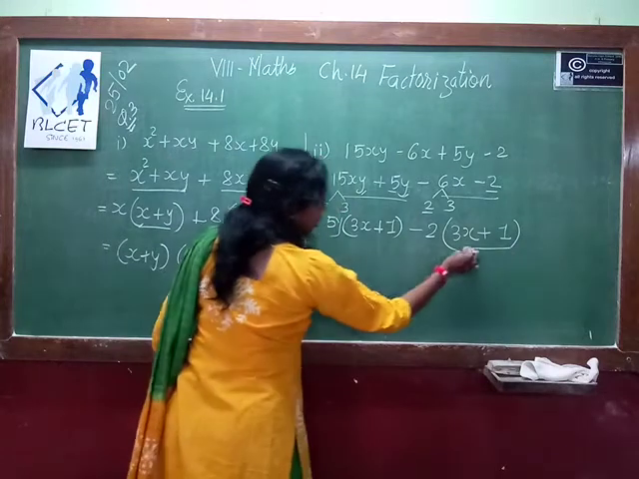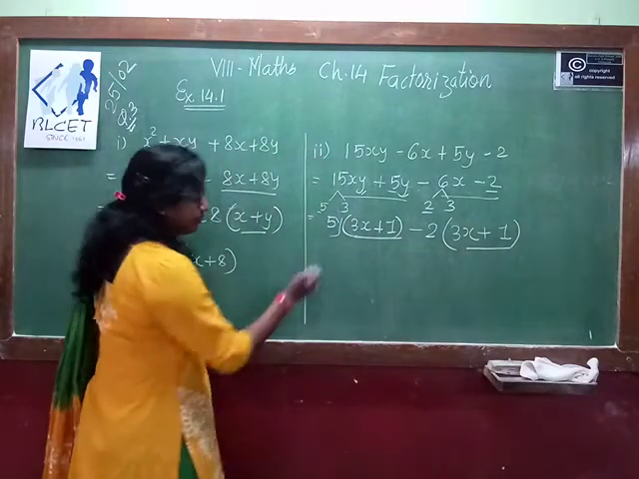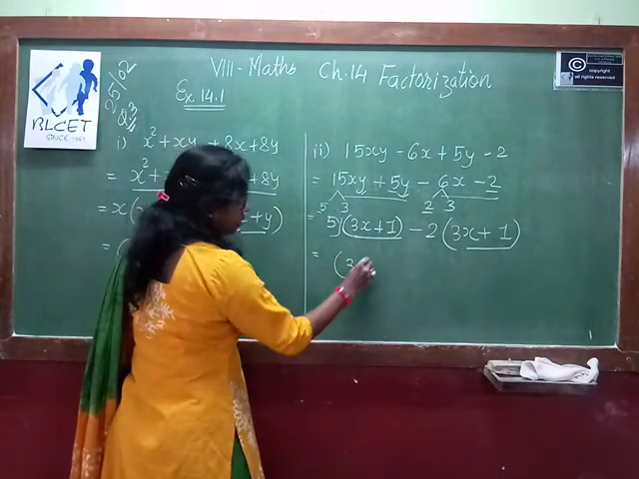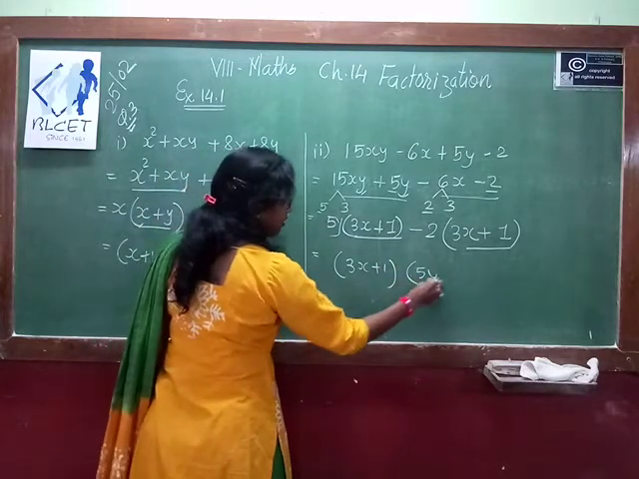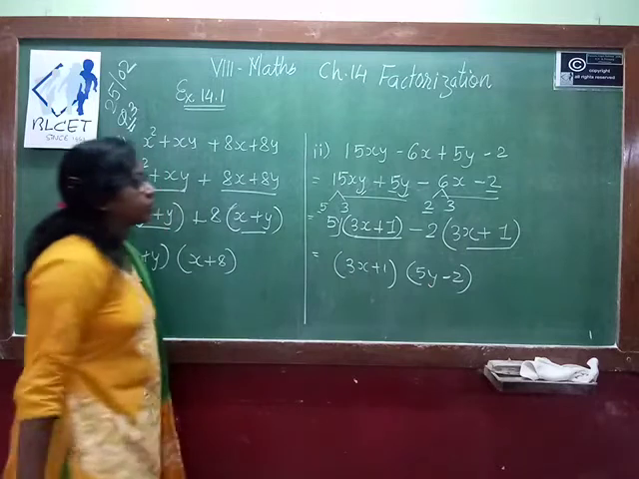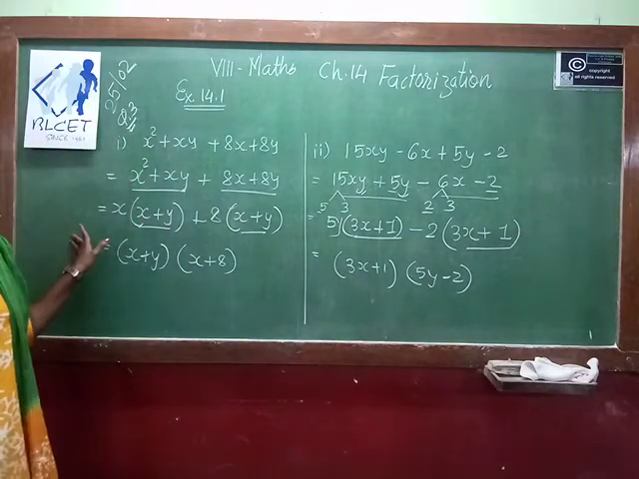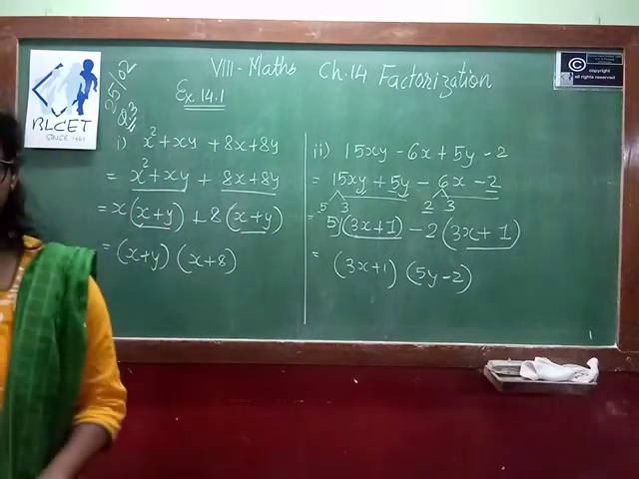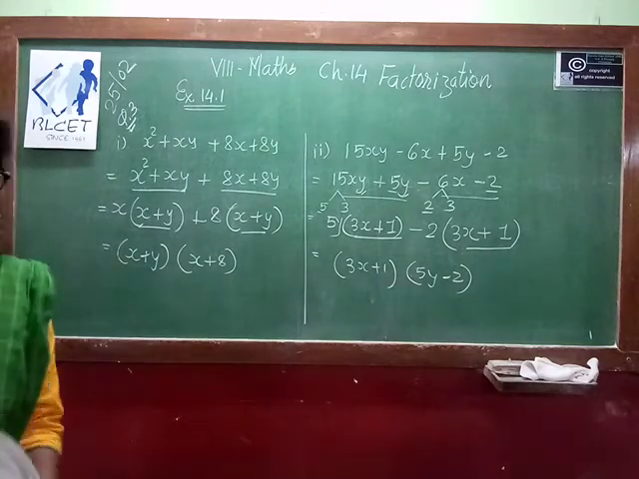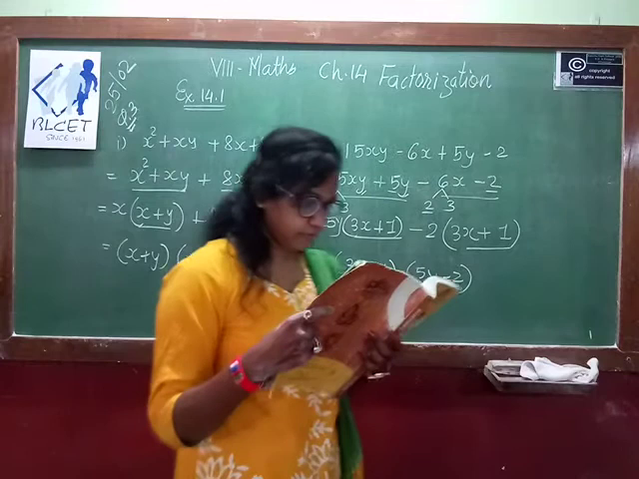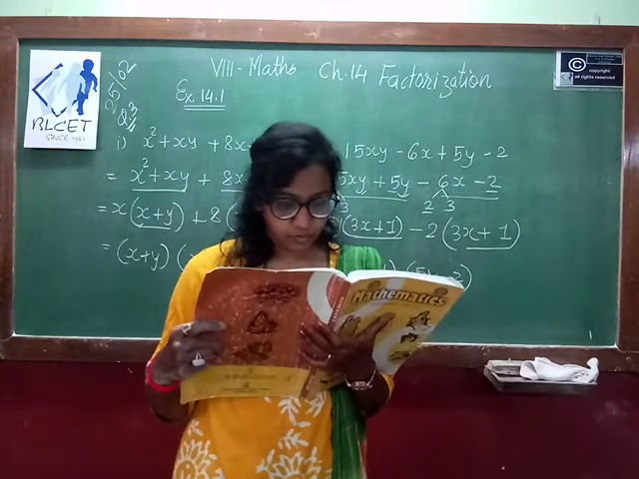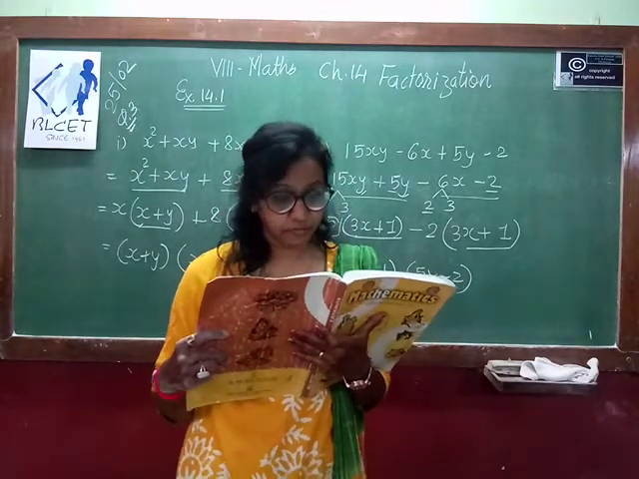So now this whole bracket is common. So what can we write? 3x plus 1 is common. So what is left? 5y minus 2. So this way we can find the factors with the method of regrouping terms. Third question, try to do by yourself. Now we do fourth question.